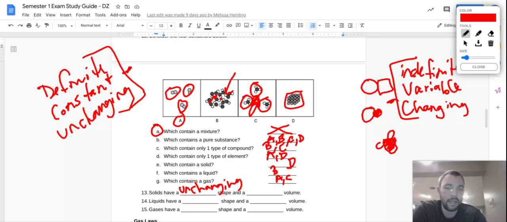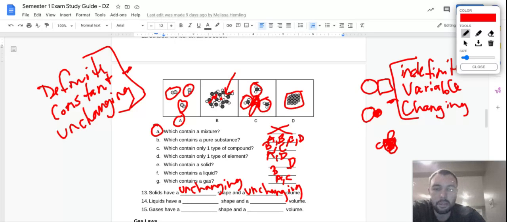And what about its volume? How much space does it take up? That doesn't change either. You can't squash a solid without putting some energy into the system here. So solids have an unchanging shape and an unchanging volume. All right, liquids, their shape changes constantly. We never know what shape a liquid is going to be. It really depends on what container it's in.